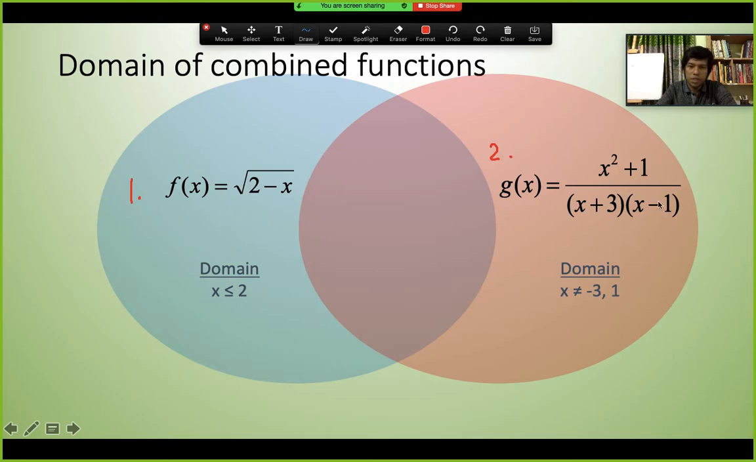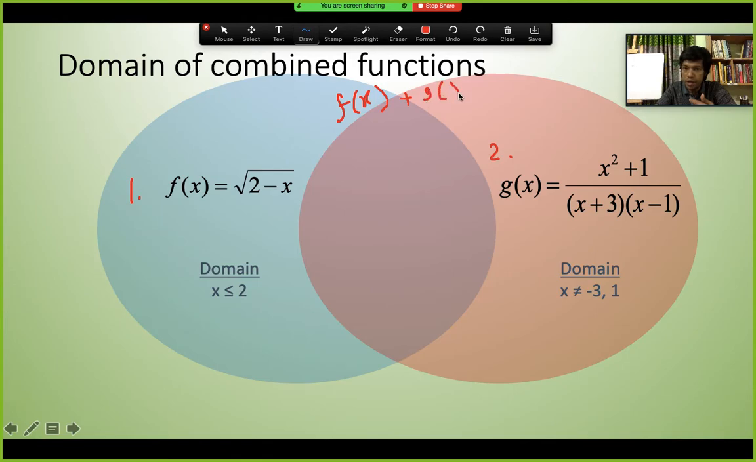So this is a function and this is another function. So two functions here. Now we are interested to find out what f(x) plus g(x) is, what f(x) minus g(x) is, and so on. We are also interested to find out what will be the domain of f(x) plus g(x).